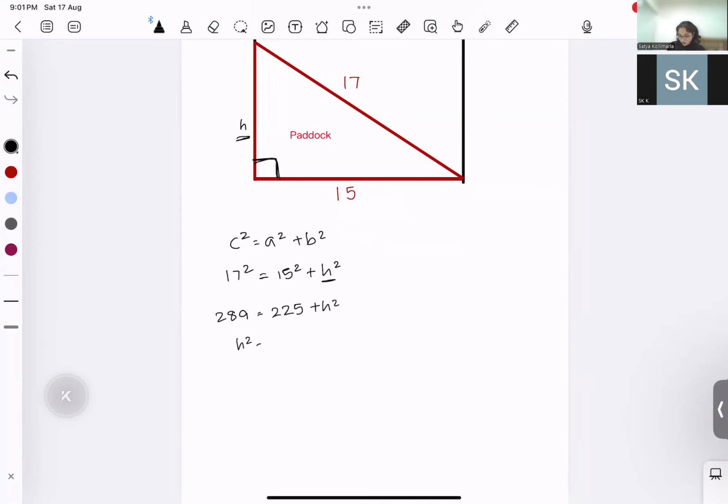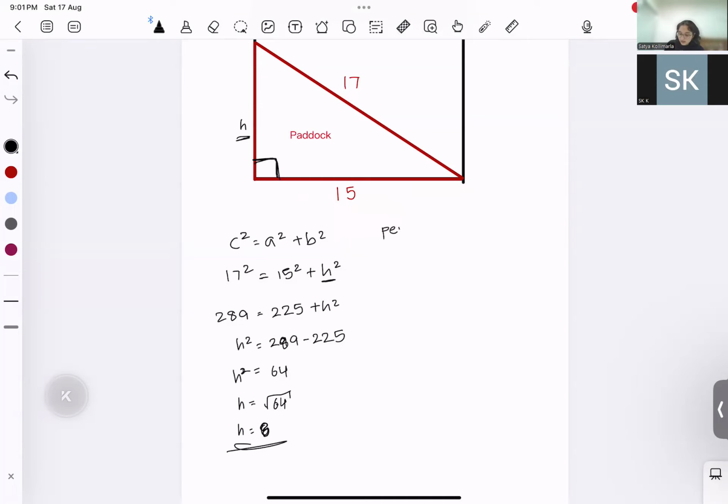Let's rearrange so our unknowns are on one side of the equation sign, while the knowns are on the other side. So you'll get 289 minus 225, and this is going to equal h squared, which is equal to 64. If we square root both sides of this equation, we will get h is equal to the square root of 64, or h is equal to 8. That is just one part of this question. We know that h is equal to 8, but now we need to find the total length of the fence, or the perimeter of this paddock.